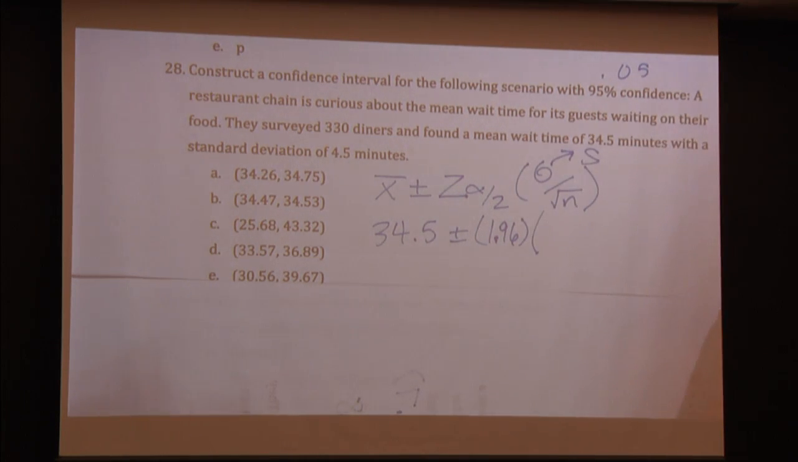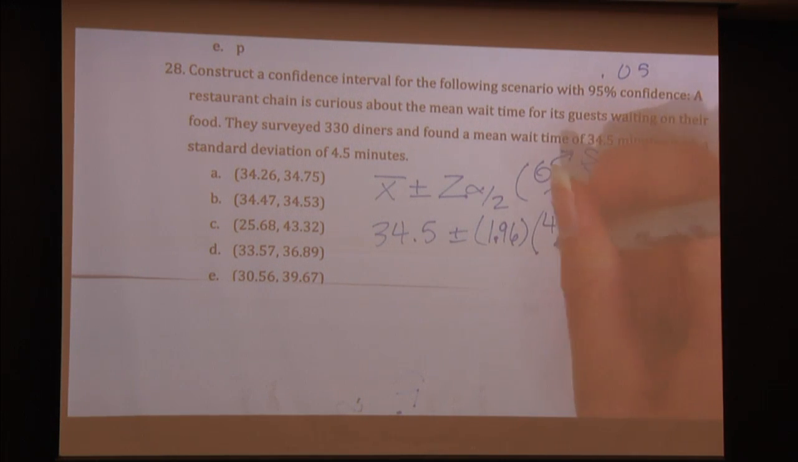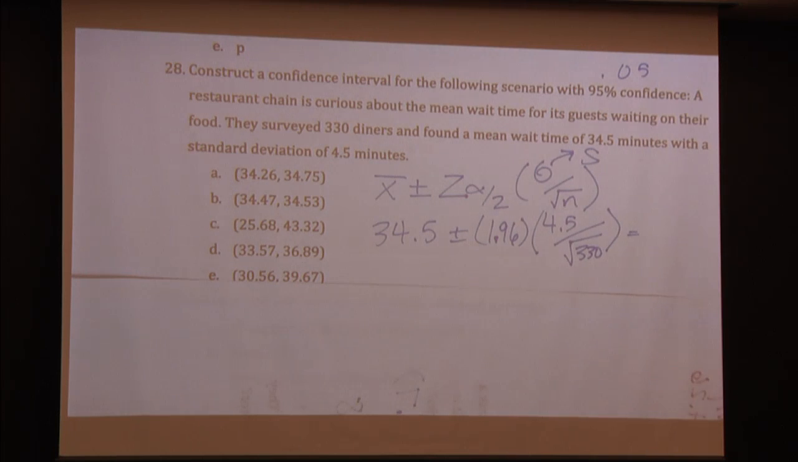So what's our s value? And then our n. So 330. So when we do that math out, what interval do we get?